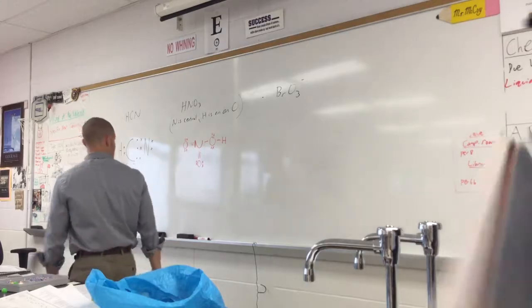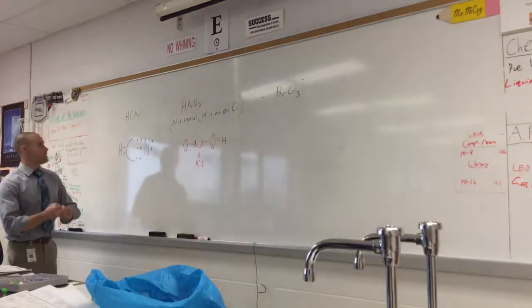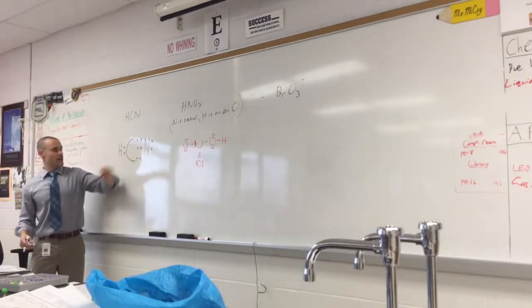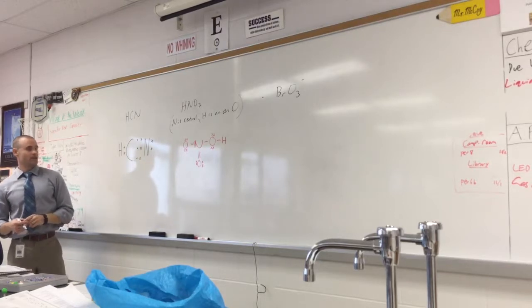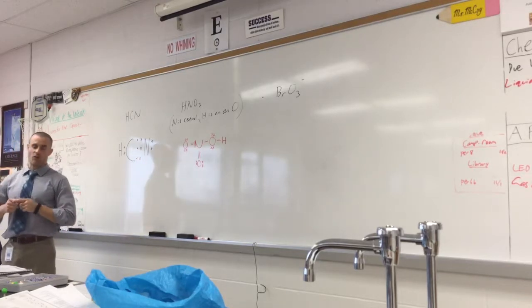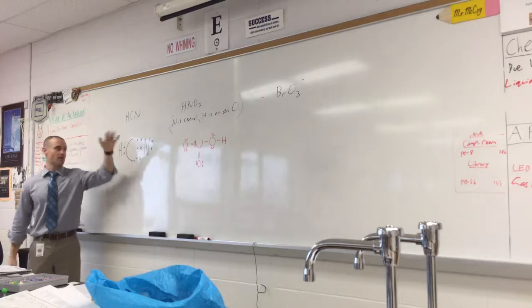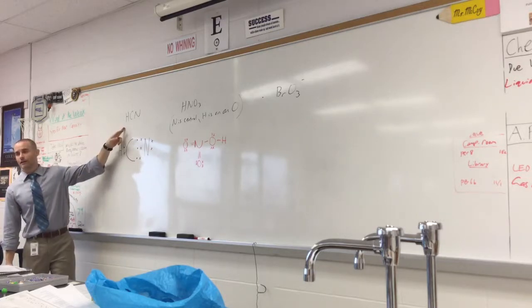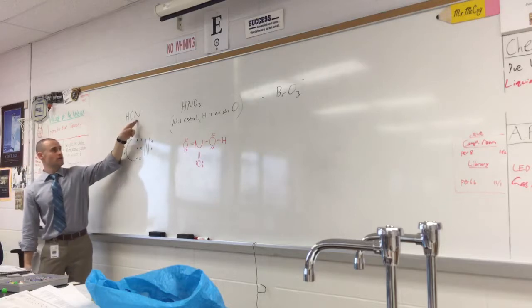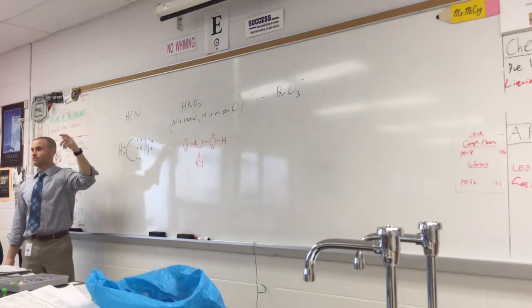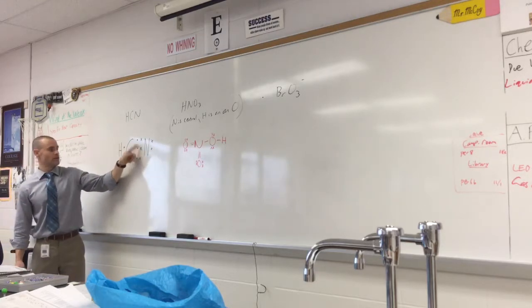Okay. So, HCN. Here's how we make sure if we're right at the end. Again, we count all the dots. So how many should we have here? 4, 5, and 1. What's that? 10. 1, 2, 3, 4, 5, 6, 7, 8, 9, 10.